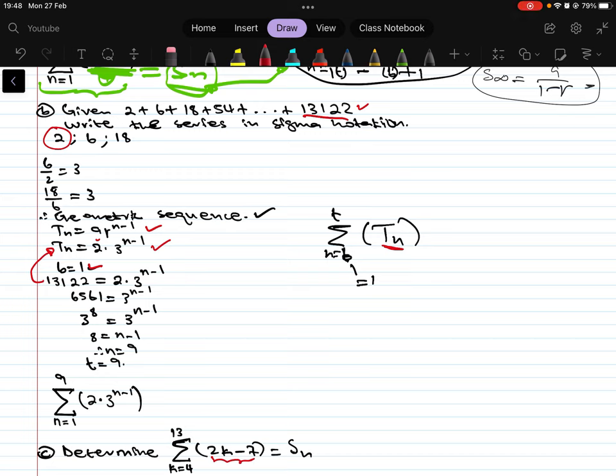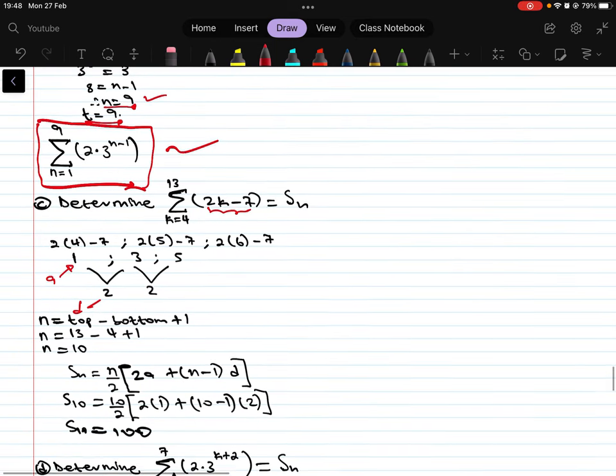Now that we know what our general equation is, for us to get the position of the last term, we equate the last term to the general equation or the general term. Once we do that, we just need to simplify and solve for n on that equation. We solve for n, then we know that the position of the last term is actually 9. That means our t is 9. So now we can just rewrite this in sigma notation, then we are done, good to go.